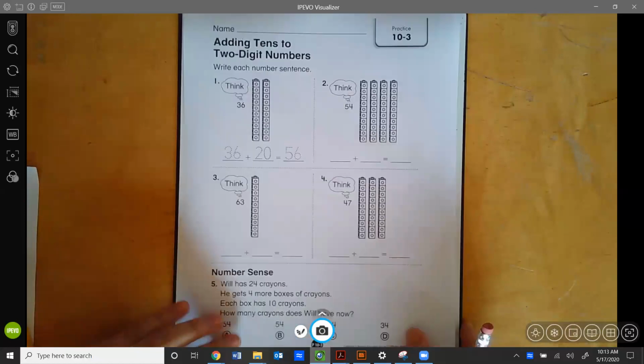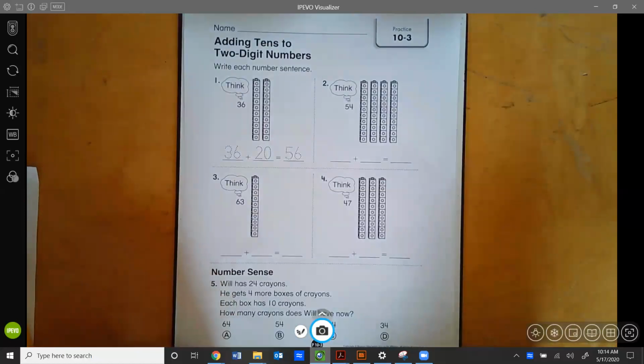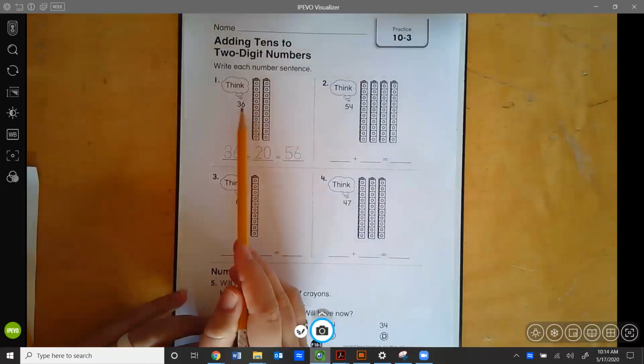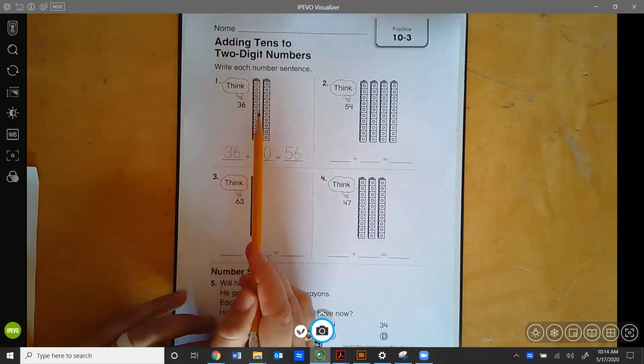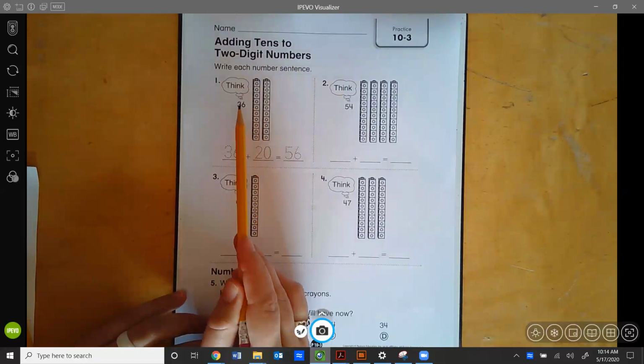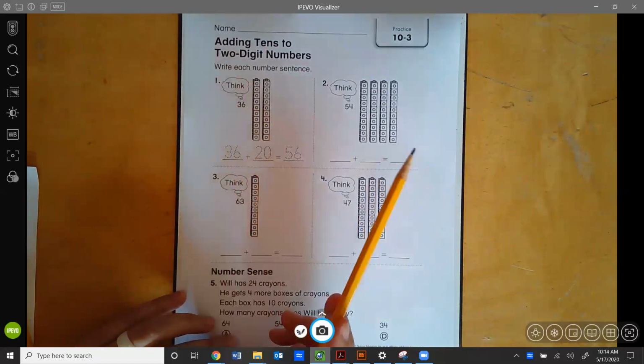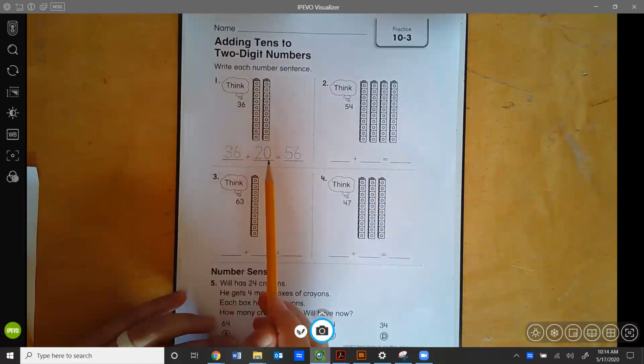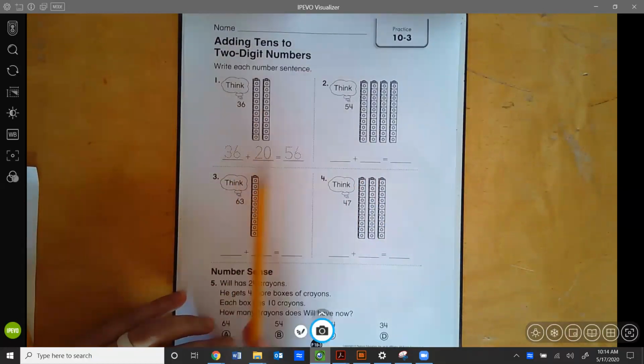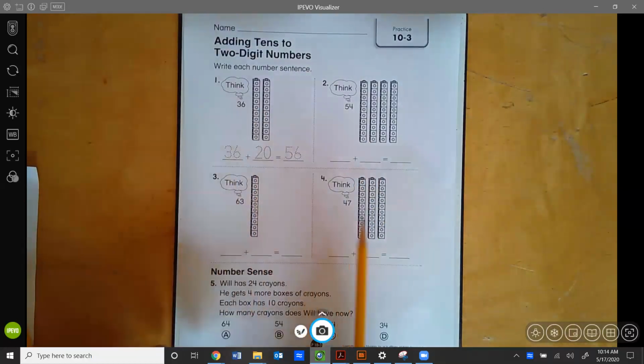On the practice page, it says write each number sentence. It says think, this is the number 36. From adding 2 tens, which is 20, let's count on 36, 46, 56. So I would write that out. You're going to do the same thing for number 2, number 3, number 4.